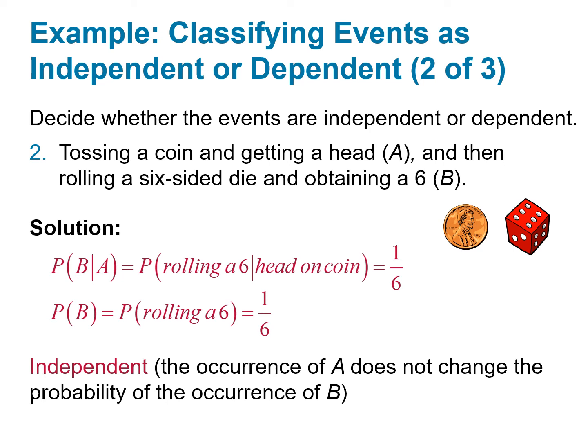Okay? That means that these two events, flipping the coin and rolling the 6, are independent. The result of one, it doesn't matter if we got heads or tails on that coin. It doesn't change the probability of rolling a 6 afterwards. So they are independent.